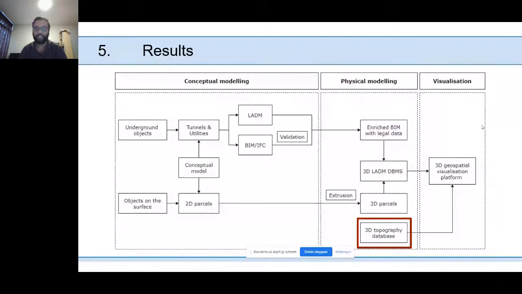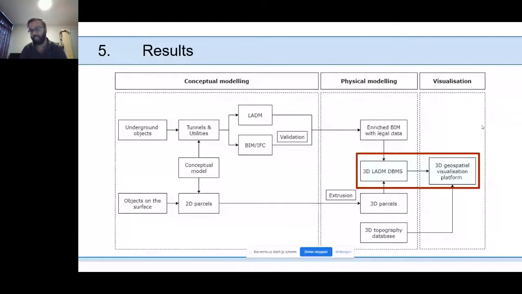Another database, a 3D topography database, can be added, where, for example, a local digital terrain model can be added, since they are more accurate than global ones, or a 3D city model can be added, since they can be used as reference. CityGML, a 3D geospatial visualization platform, can be used to visualize the whole integrated model.